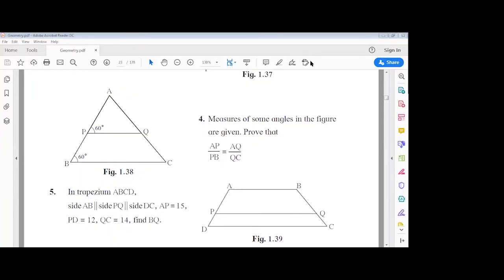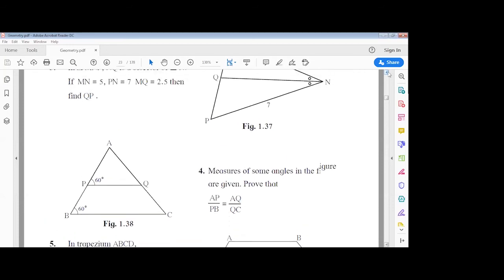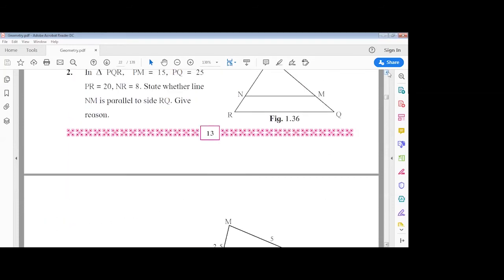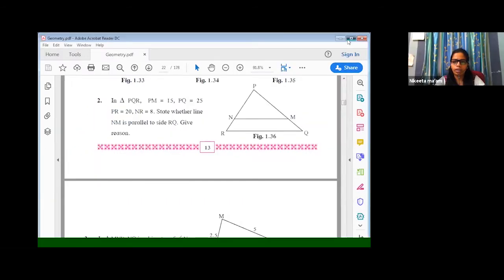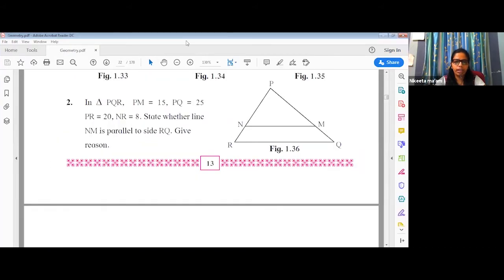Then you must have confusion in question 2, right? Okay, in question 2, what you have to do over here is find out whether NM is parallel to PQ, right? So what we are going to do is look at the ratio of PN upon NR, whether it is equal to the ratio of PM upon MQ.